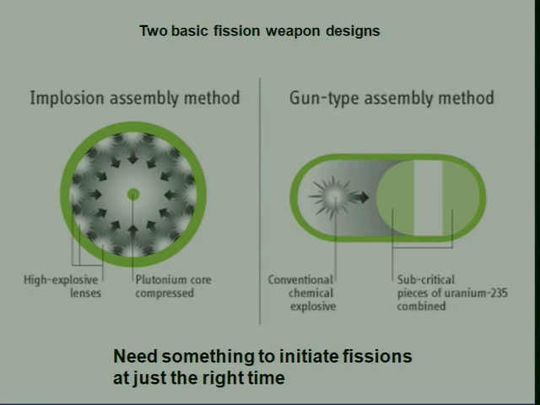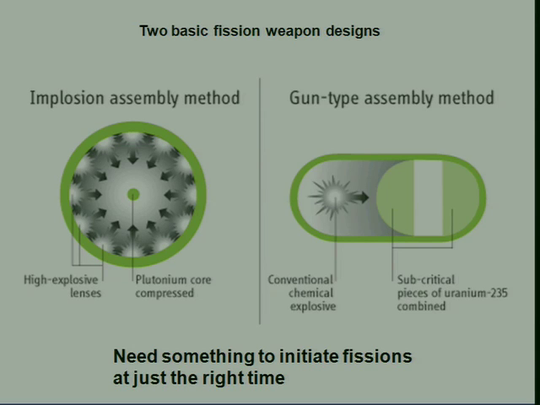And the trick to doing all this is to get this explosion to be extremely uniform. So you have to time the explosions just right, so all these little explosions are going off at the same time, and that the energy is being directed to the center, so you actually get a compression, and you actually form the critical mass very quickly.